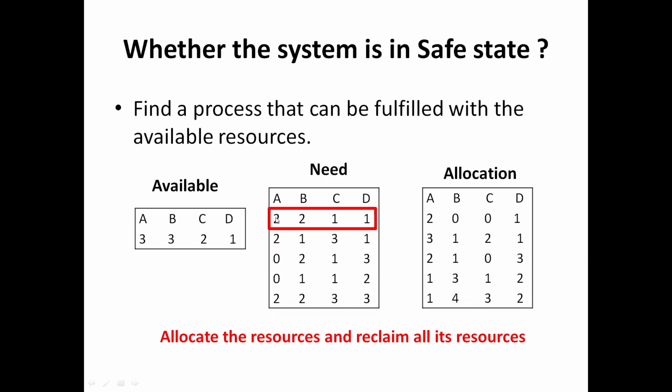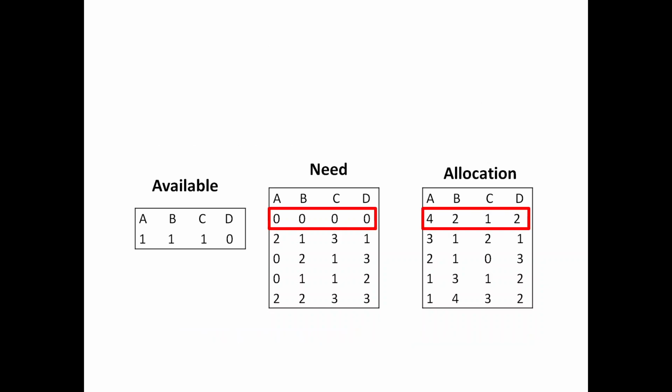It is possible because its need is 2 1 1, and we have a sufficient number of resources available. So what we do is allocate all the resources to P0 in the first step. That leads to the need becoming 0 and the allocation getting filled. So all the resources required by P0 have been allocated.